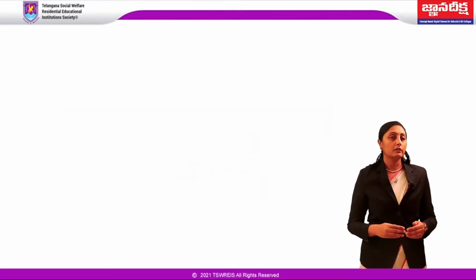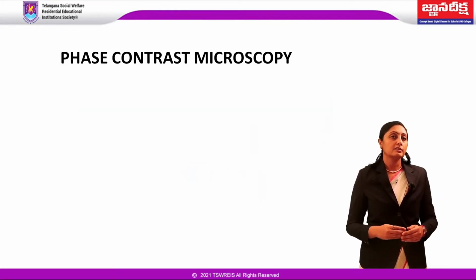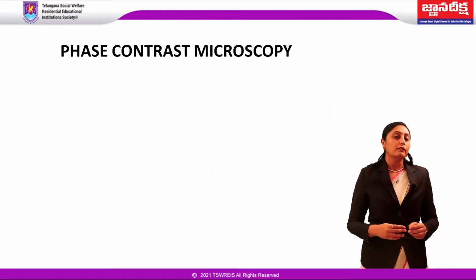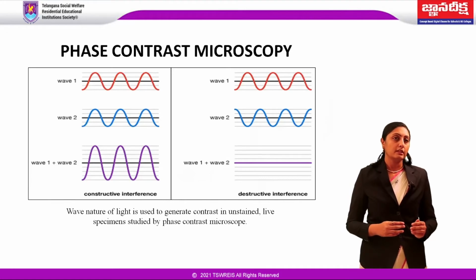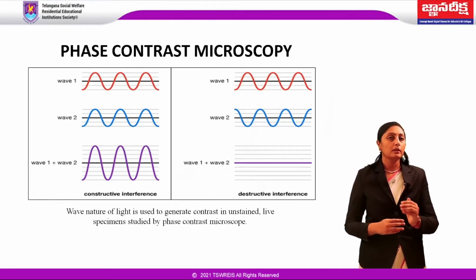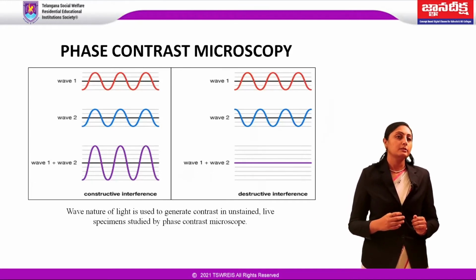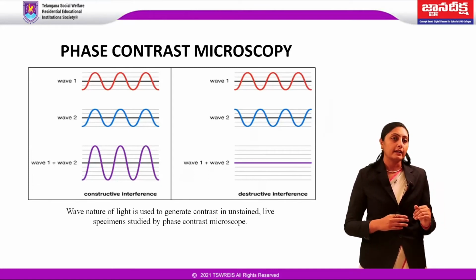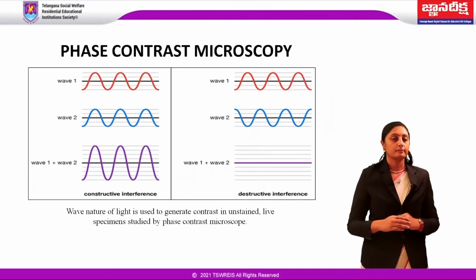Let's now learn about a more advanced type of light microscope, the phase contrast microscope invented by Fritz Zernike. The phase contrast microscope converts phase shifts in light passing through a transparent specimen to brightness changes in the image. The principle is based on the wave nature of light and the fact that light rays can be in phase or out of phase.